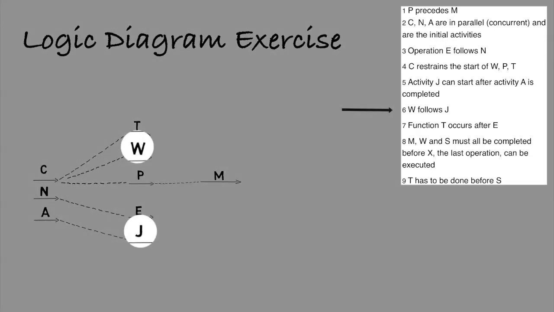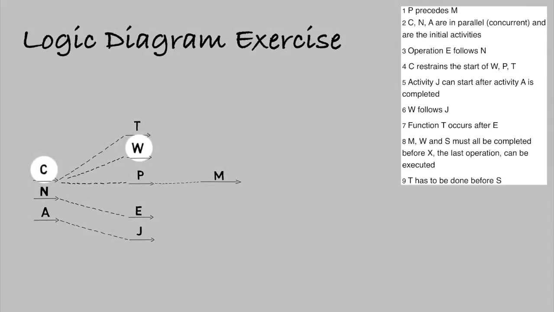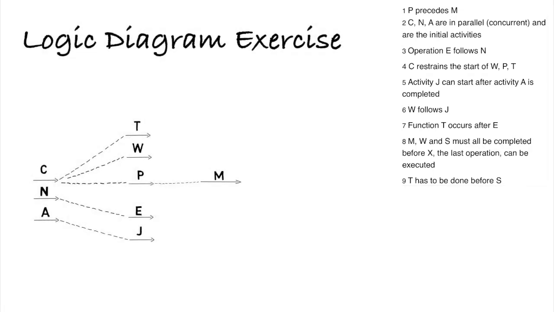Number 6, W follows J. Okay, this is where things start getting interesting. We know from step number 4 that W follows C, or as it's written, restrains the start. In other words, W follows C. And so does J. For now, we just need to capture the logic as described. Later, we'll look for ways to reorganize the steps so we can minimize the number of crossing lines.